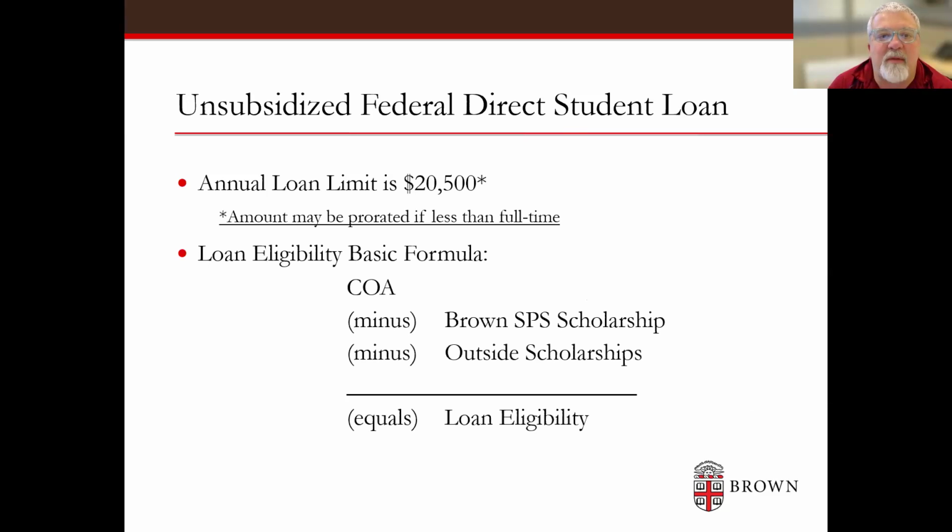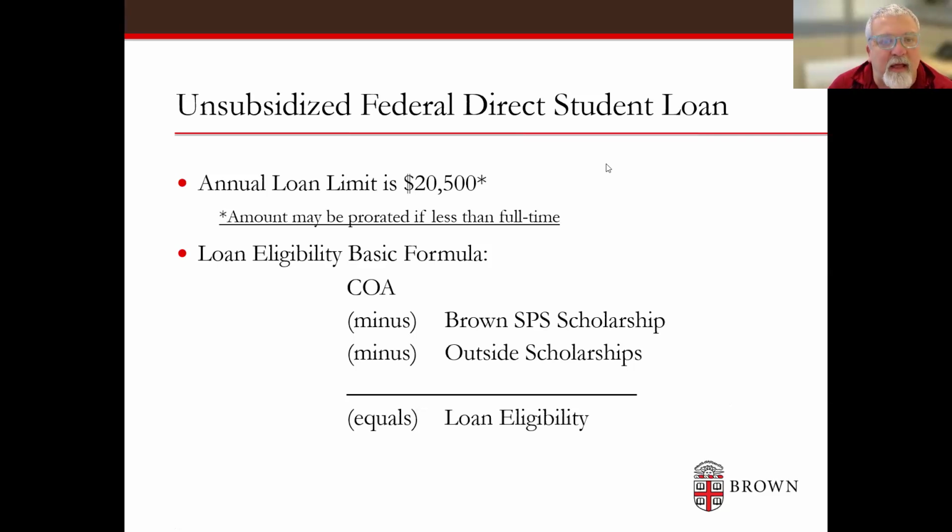Now let's talk about our unsubsidized Federal Direct Student Loan annual loan limits and loan eligibility, a basic formula. As I mentioned earlier, you can qualify for up to $20,500. And as Fran mentioned earlier, in order to access that amount, you must complete the FAFSA. Loan amount may be prorated.